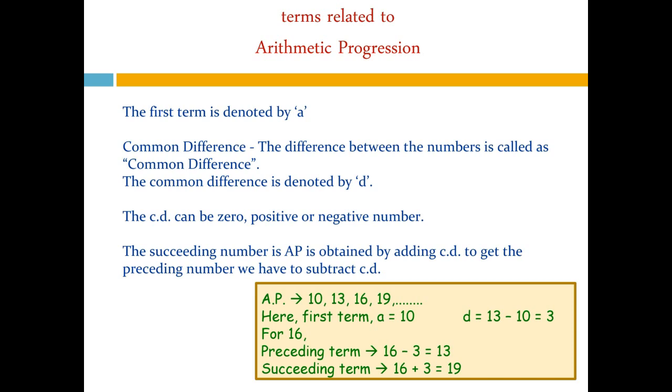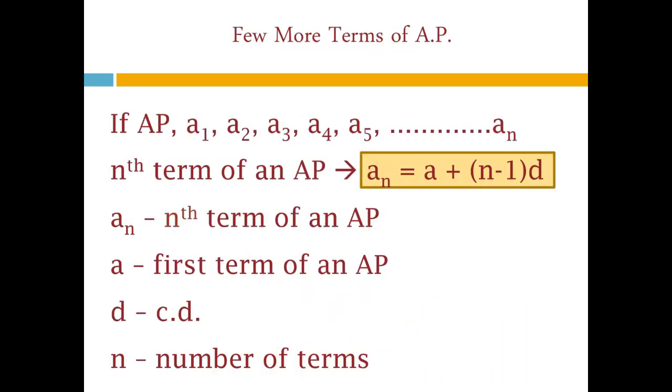Here I have given one AP, that is 10, 13, 16, 19. The first term of AP is 10. The common difference here is 3. Now let us consider one term of this AP, that is 16. To get the preceding term of 16, we have to subtract the common difference. 16 minus 3, that is 13. To get the succeeding term of 16, we have to add the common difference, that is 16 plus 3, we get 19. So this is how we find the preceding and the succeeding terms of an AP.